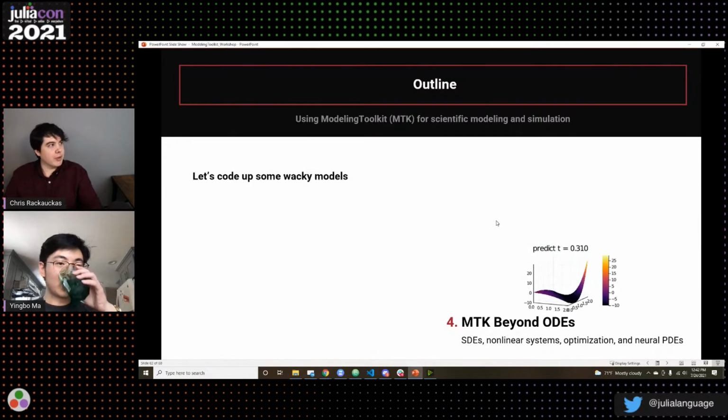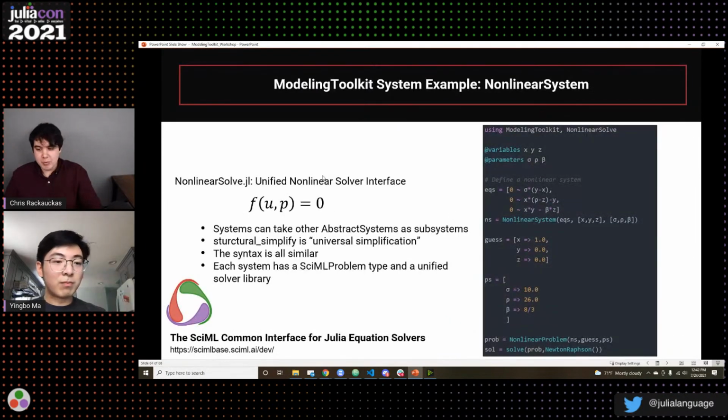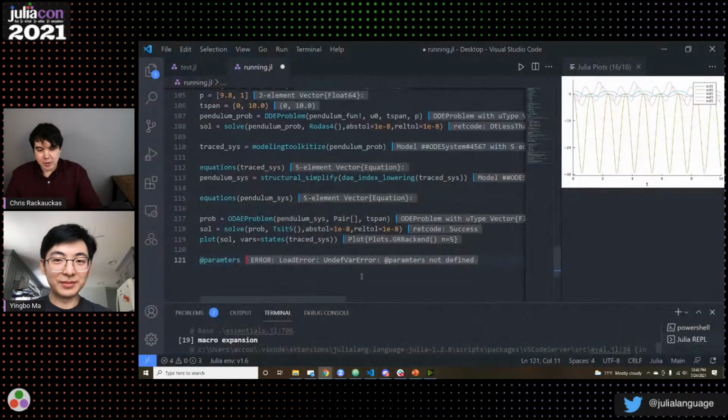So let's code up some wacky models. Here I want to show what to do with nonlinear systems. A nonlinear system is how you'd represent a steady state problem. It's just when the left-hand side, your derivative, equals 0. In fact, you could even tell the differential equation solver that you want to solve the nonlinear system version of it instead of the ODE version, and it will automatically do the translation. So let's code up one of these.